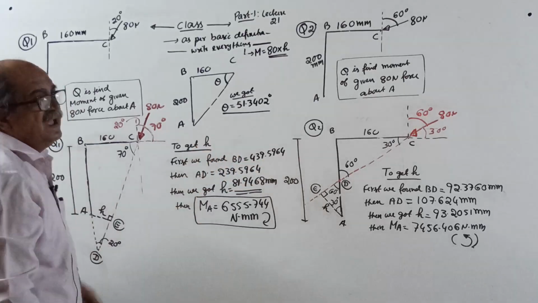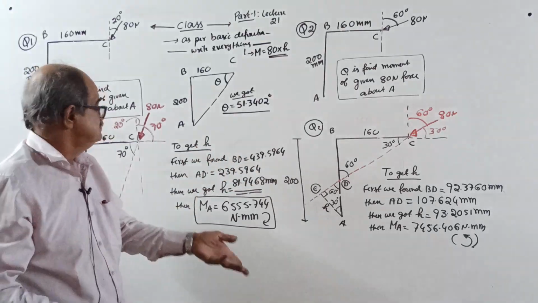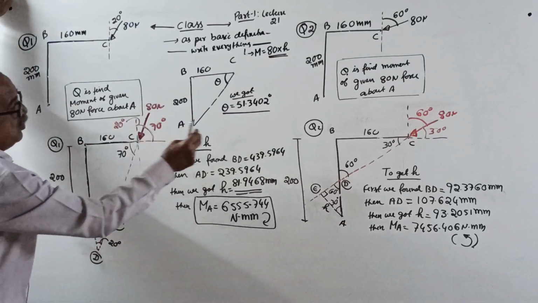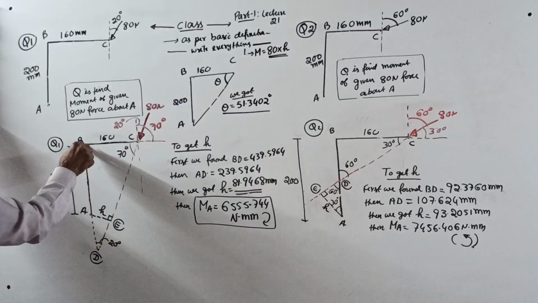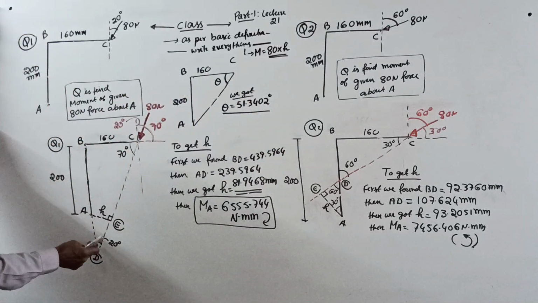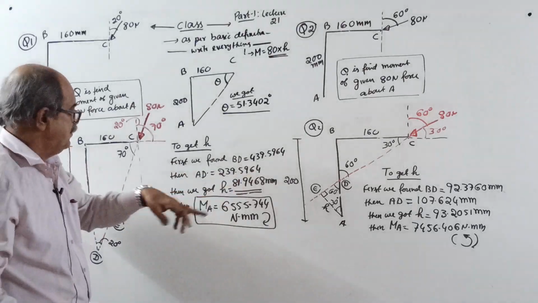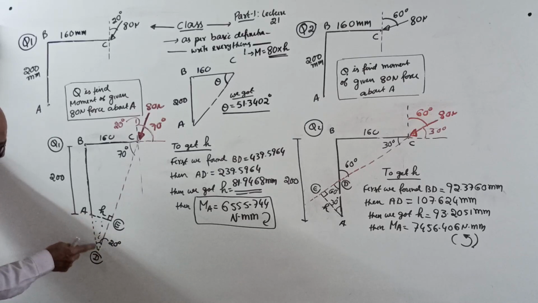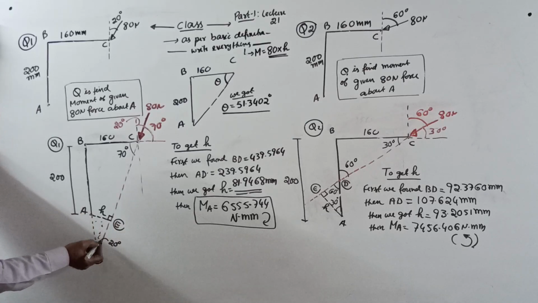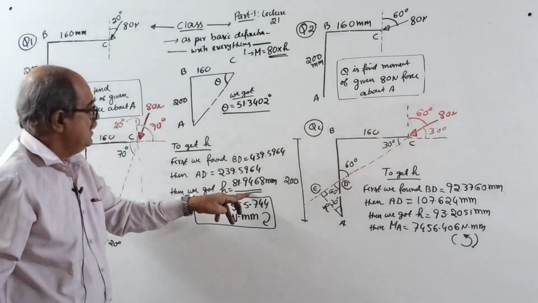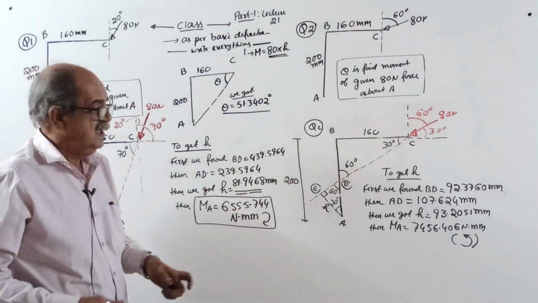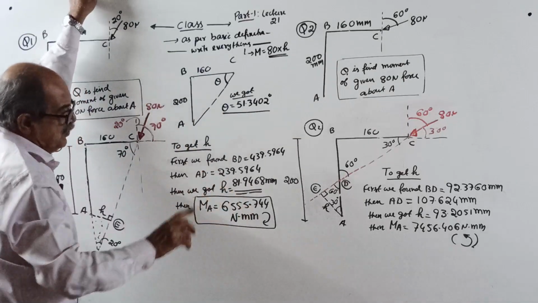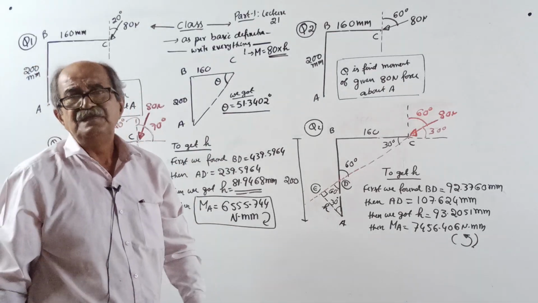I am not writing it because it is already over last time; I am repeating. Then he found A to D. B to D is 439 point something, B to A is known, 200. So the remaining is 239.5964. Then he used trigonometry again for the small right angle triangle ADE and found the value of H. H came 81.9468 millimeter. Therefore, the moment is 80 into H, which came 6555.744 Newton millimeter. This was the solution last time.